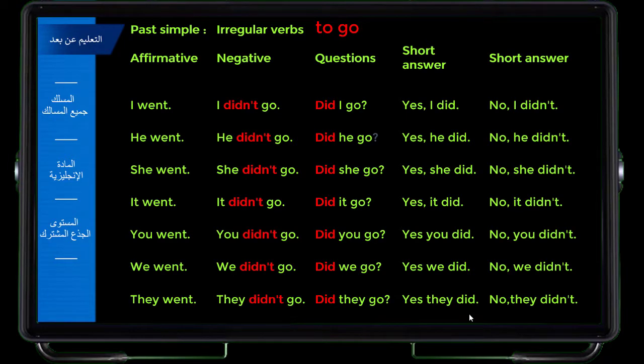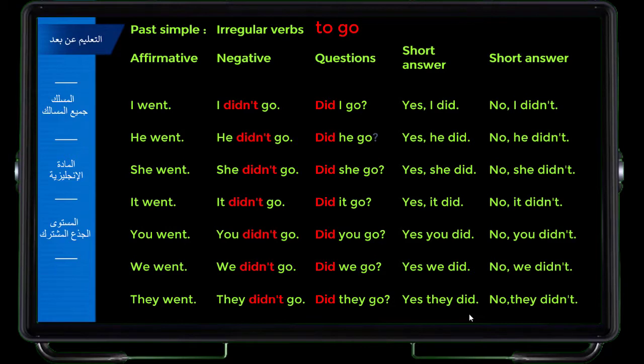Past simple, irregular verbs. To go. Affirmative: I went. Negative: I didn't go. Question: did I go? Short answer: yes, I did. Short answer: no, I didn't. He went. He didn't go. Did he go? Yes, he did. No, he didn't. She went. She didn't go. Did she go? Yes, she did. No, she didn't.